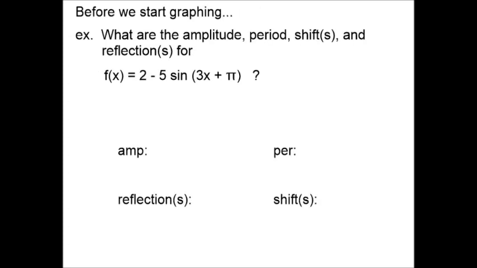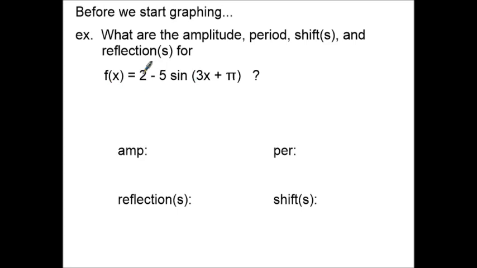Alright, before we start graphing, I want to talk about amplitude, period, shifts, and reflections for something like f of x equals 2 minus 5 sine of 3x plus pi. Now this equation might be written in kind of a weird form from your point of view, but the book does have its reasons for doing it every now and then. But anyway, here we go.